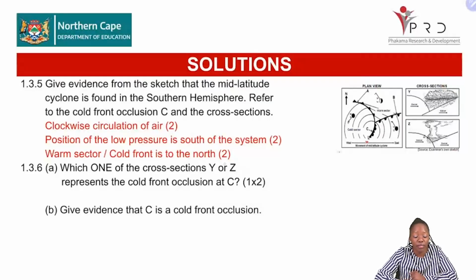Then your 1.3.6, which one of the cross-sections, Y or Z, represents the cold front occlusion at C? We are looking at Z.